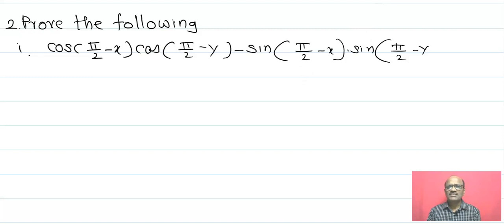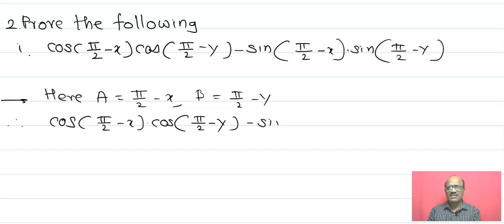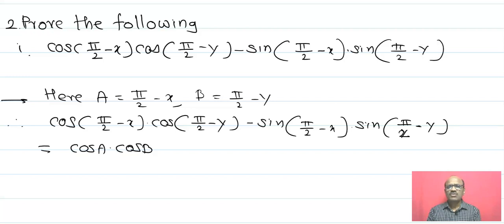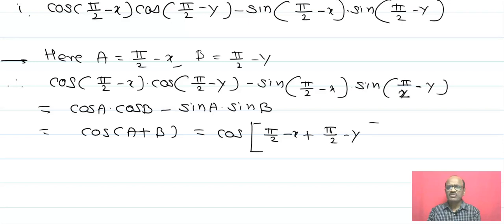That is cos of pi by 2 minus x and cos of pi by 2 minus y, minus sin of pi by 2 minus x into sin of pi by 2 minus y. Now see this here, pi by 2 minus x and pi by 2 minus y. We write here A is equal to pi by 2 minus x and B is equal to pi by 2 minus y. Therefore, the whole expression will be compact in this manner. That is cos A cos B minus sin A sin B, and this is the expansion of cos of A plus B. But what is the value of A? A is pi by 2 minus x plus B is pi by 2 minus y.